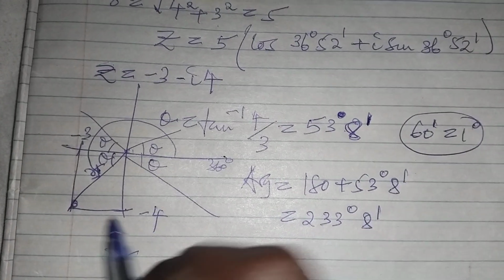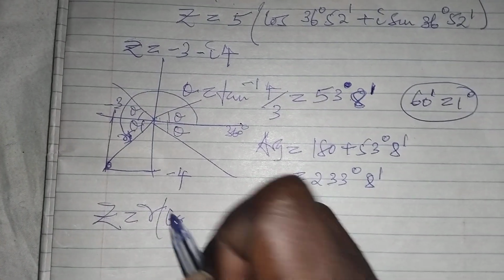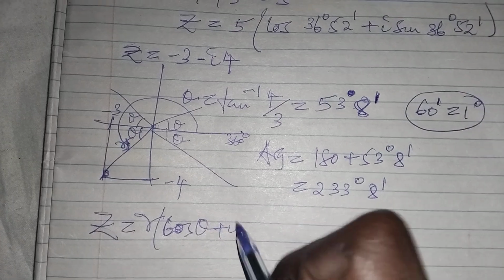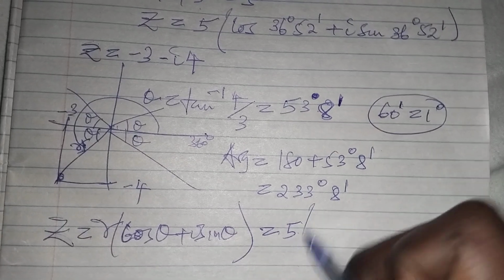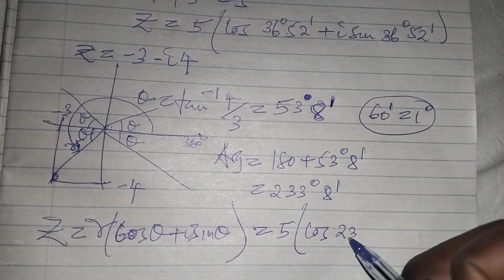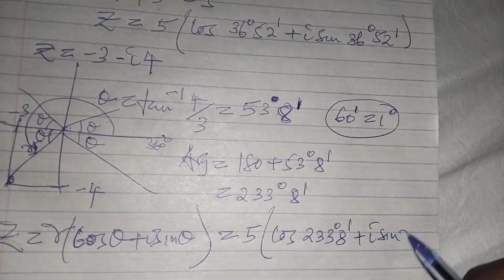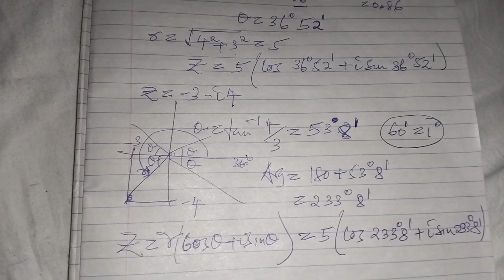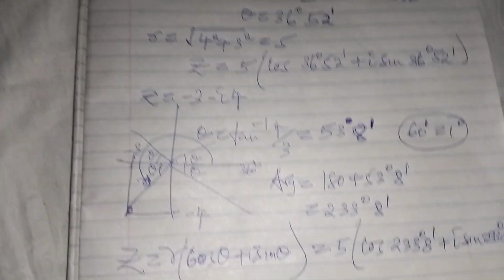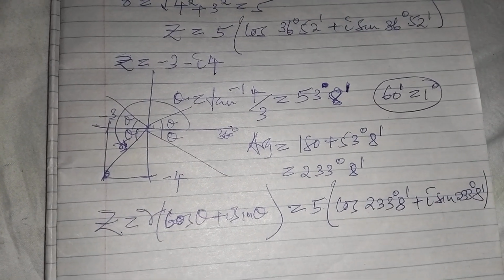So your z in terms of polar form will be 5 into cos 233 degrees 8 minutes plus i sine 233 degrees 8 minutes. So you have to take into consideration which quadrant the angle lies in. Up to there, I hope you can get the polar form of a complex number.